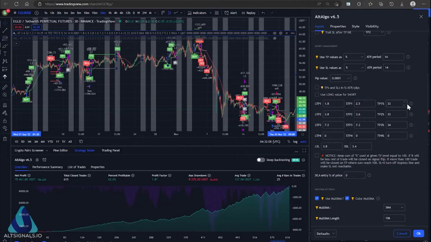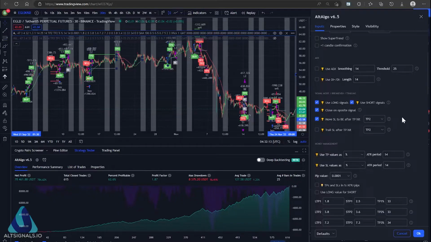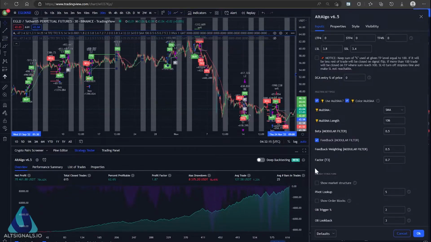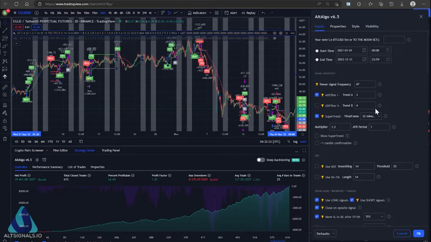Okay, so I think this configuration is now clear. For the settings here, I have not gone through the ADX and the market structure parameters here, because I think that's a little bit out of the scope of this video, and also these are actually functionalities that were added upon user requests.